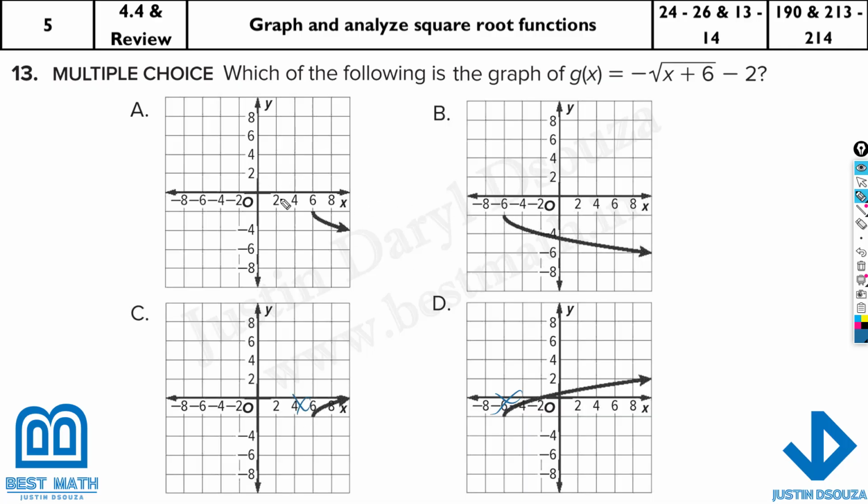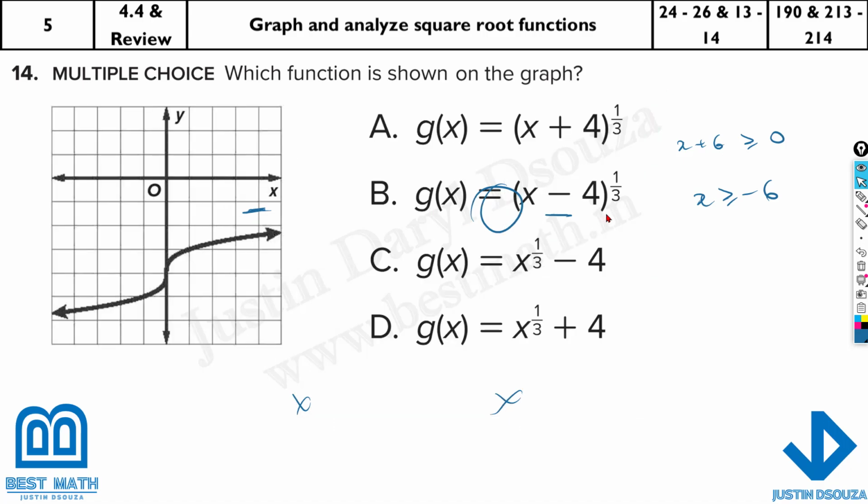So here you can see each unit is 2. So I can see this is correct, either this or this. But which one is the correct one? x plus 6 should be greater than or equal to 0, so x must be greater than or equal to minus 6. So minus 6 is option B. Here it should originate at minus 6, and y must be at minus 2. And this minus indicates it's going downwards. So B is the correct option.